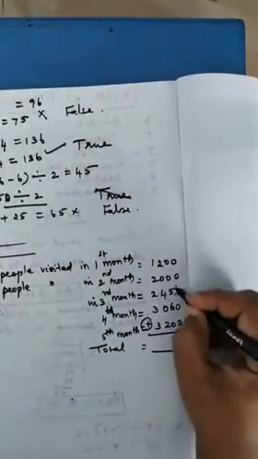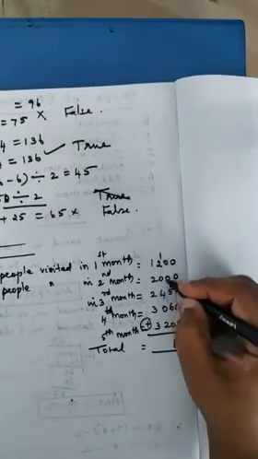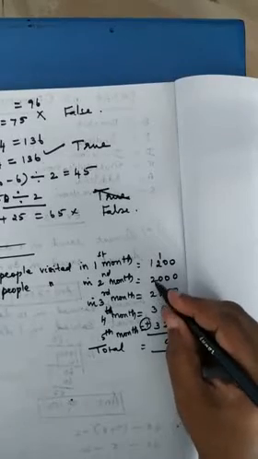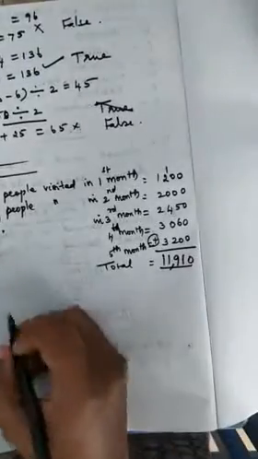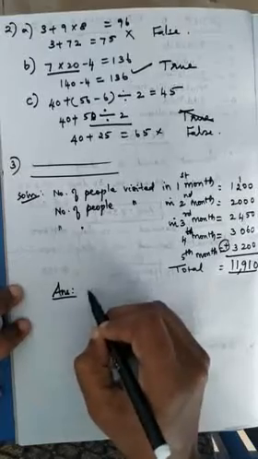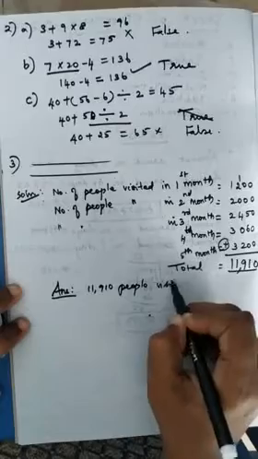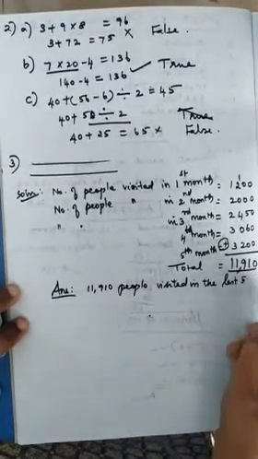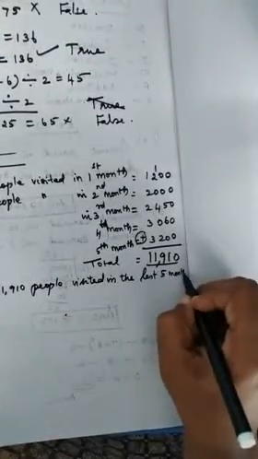So what will be this? It will be a simple addition. You have to add. That is 7 plus 2, 9. This is 6, 10, 11. So 11,910 people. So my answer is, I should write answer. 11,910 people visited in the last 5 months. You should complete it. Okay.